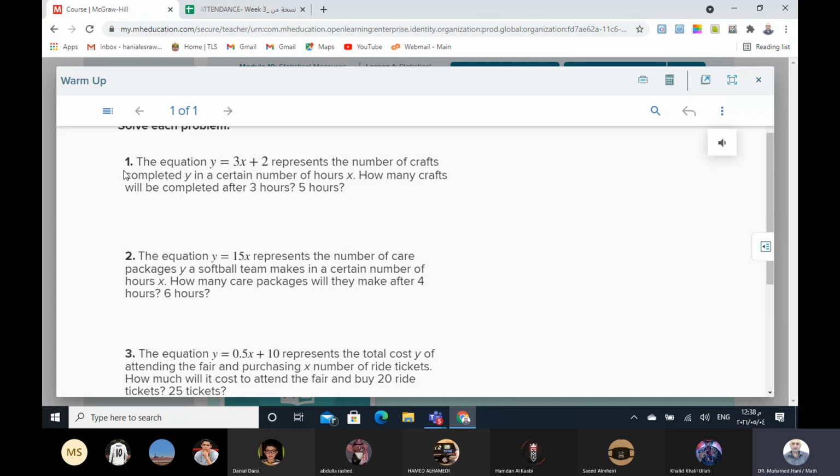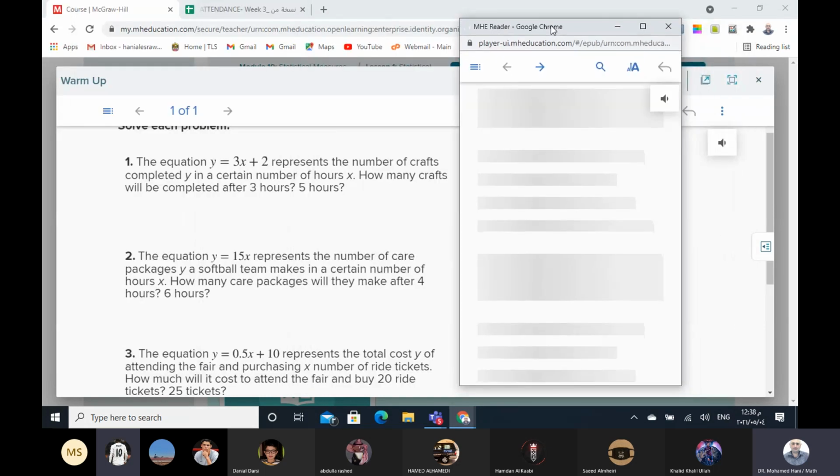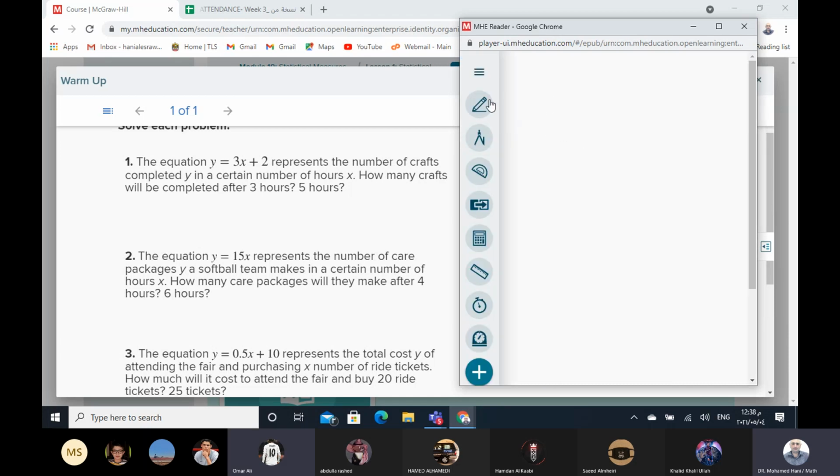Who can read exercise number 1, please? Mr. Can I? Yes, Omar. The equation y equals 3x plus 2 represents the number of crafts completed y in a certain number of hours x. How many crafts will be completed after 3 hours, 5 hours?